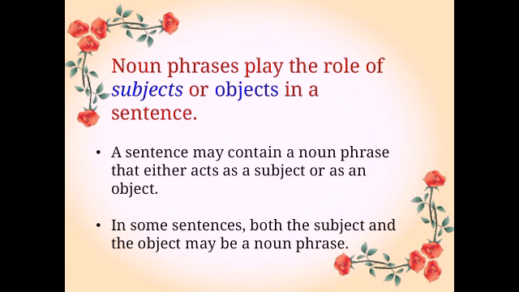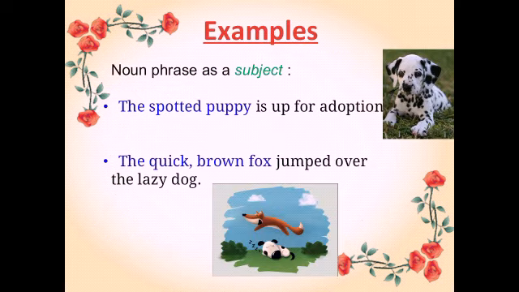My dear children, don't get worried. You will understand the concept only when you deal with examples. Let's see some examples. Noun phrase as a subject. The spotted puppy is up for adoption. So the subject part is the spotted puppy. And that is the noun phrase. How is the puppy? The puppy is spotted.